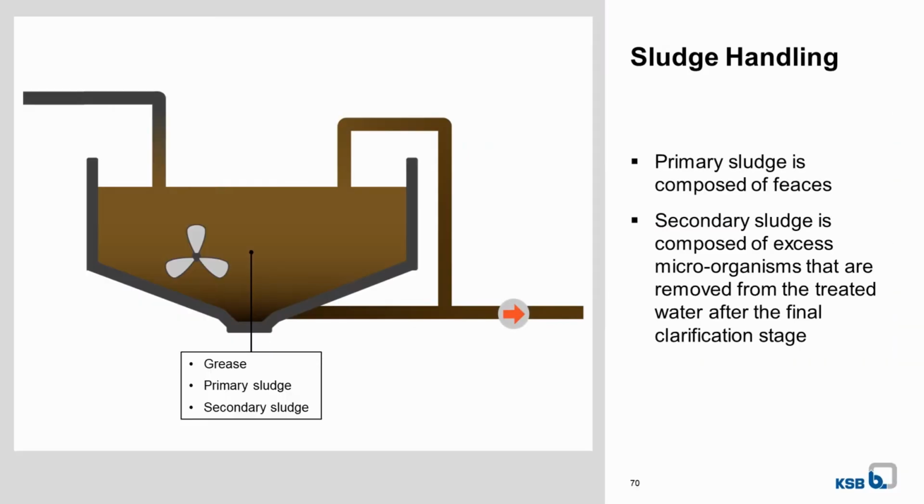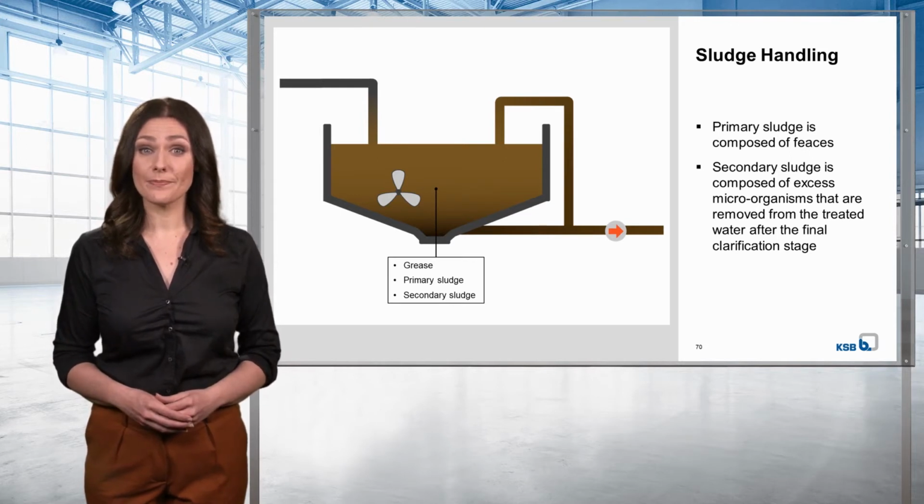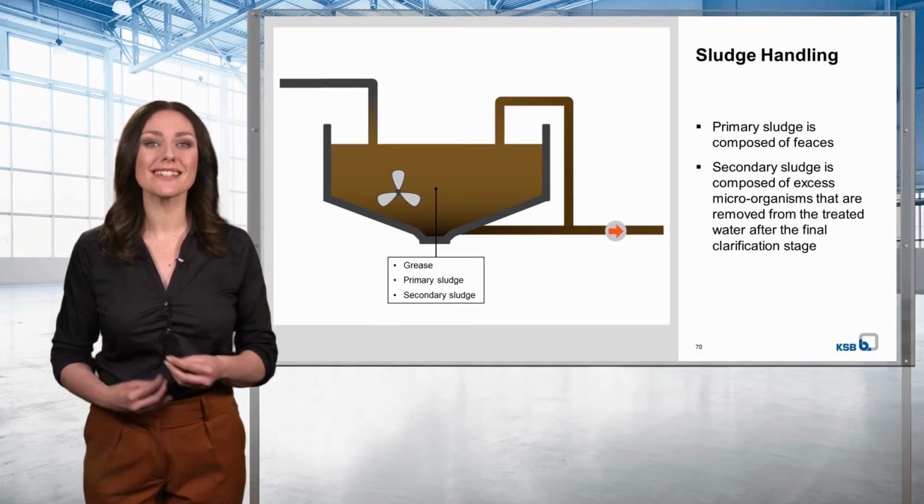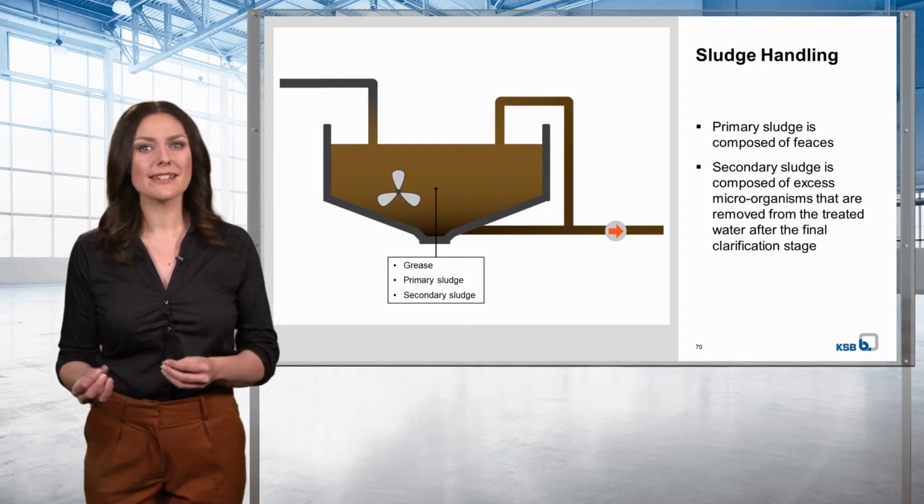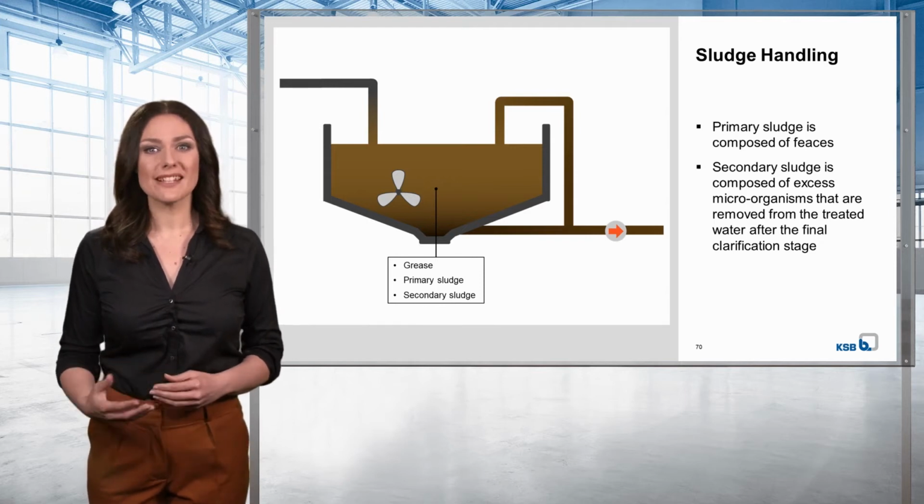The terms secondary or excess sludge define excess microorganisms that are removed from the treated water after the final clarification stage. The different types of sludge can either be treated together or separately. The first option is mainly used in smaller wastewater treatment plants. Here, primary and secondary sludge are treated together in so-called mixed sludge tanks, for example, 60% primary sludge and 40% secondary sludge. In sludge treatment, water is removed from the sludges.